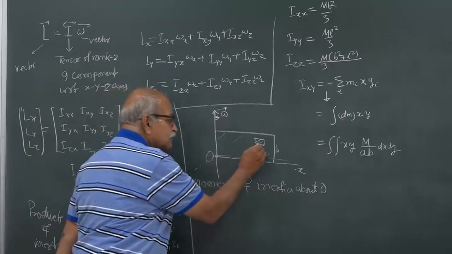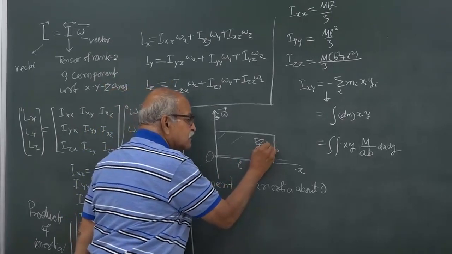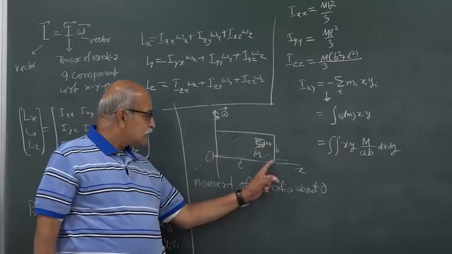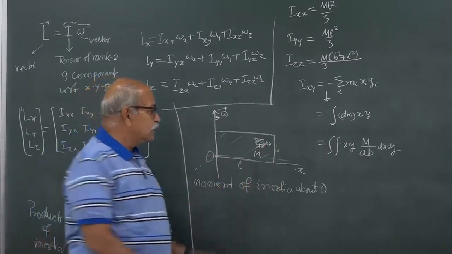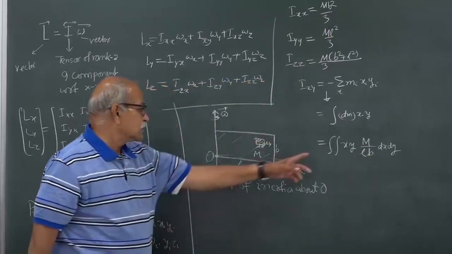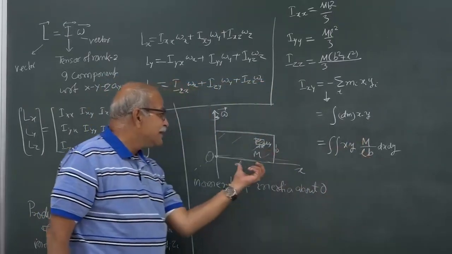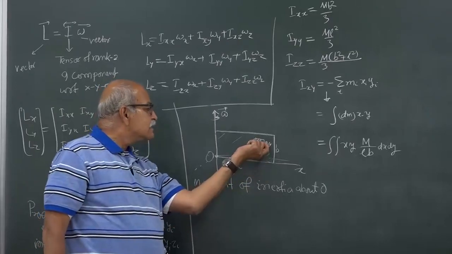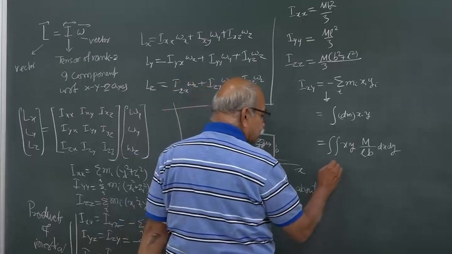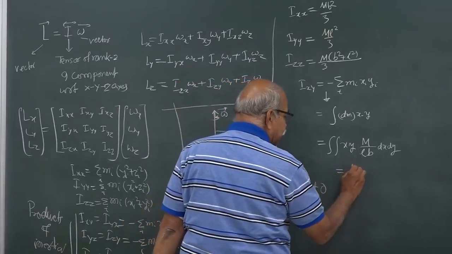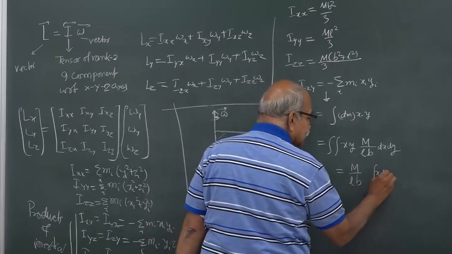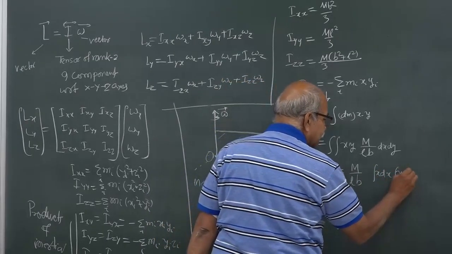dm is capital M divided by AB into dx dy, right. This is dx, and this is dy, and this area is dx into dy, total mass is M, total area is b into L. So, this is M divided by b into L. So, this is mass per unit area, and then area here is dx dy. So, it is this, and what are the limits? Let me separate. So, M by Lb is constant, then you have x dx and y dy.